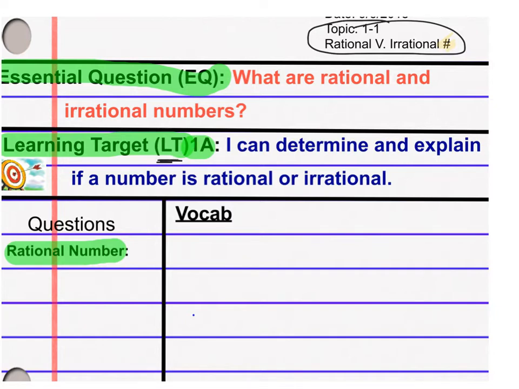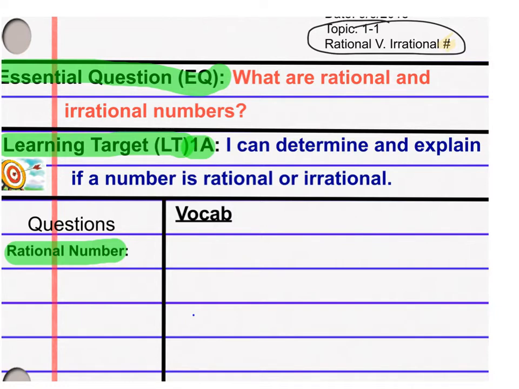Then you are going to write learning target. Again, if you want to abbreviate and put LT1A, that's fine. This is the first learning target of Unit 1, and here it is: I can determine and explain, so not just say yes or no, but also explain, if a number is rational or irrational. That is the goal for this lesson, this video, and what you should be able to do by the end of watching this.